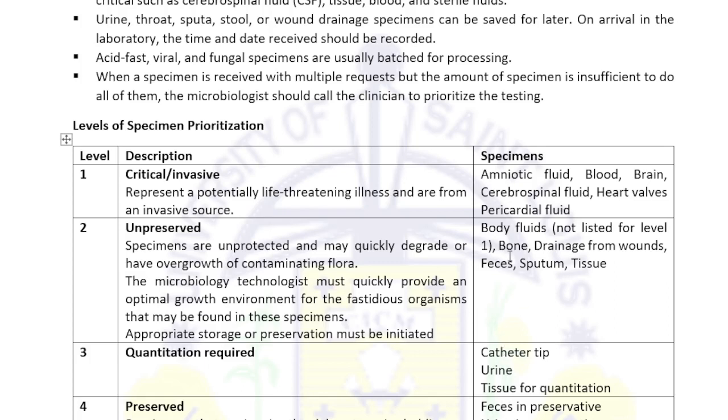So, meron tayo dito yung feces. Okay? So, if this is preserved, syempre last siya. Pero kapag unpreserved, nasa level 2. Okay? Even si urine, it's here. Pag mga preserved kasi, pwedeng sila na yung least priority. Sila na yung level 4 mo. Okay? Pero kapag mga hindi sila preserved, syempre, depending on the level. So, this is the order of priority. Critical invasive, unpreserved, quantitation required, and the preserved one. Level 1, 2, and 3, 4. Pinaka-priority pa rin si level 1.